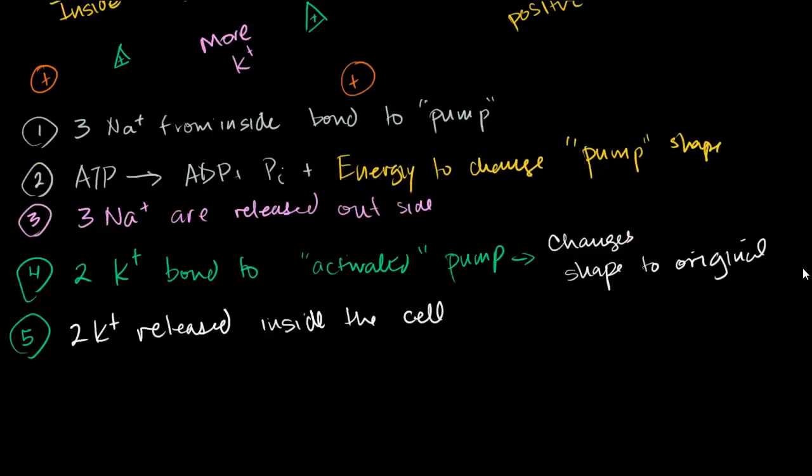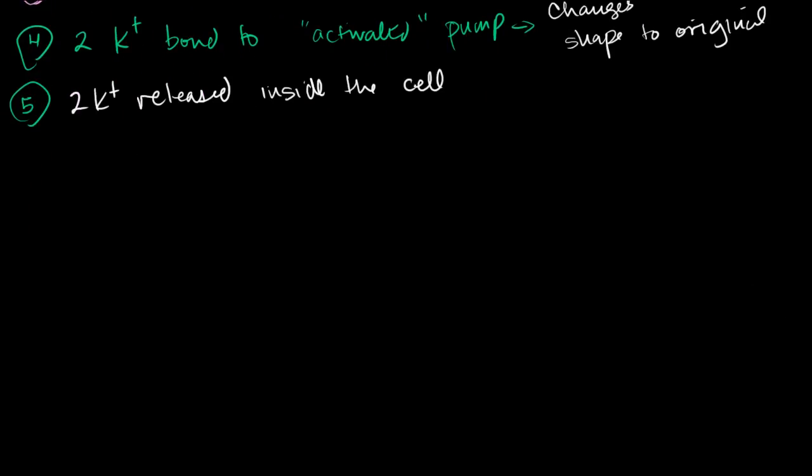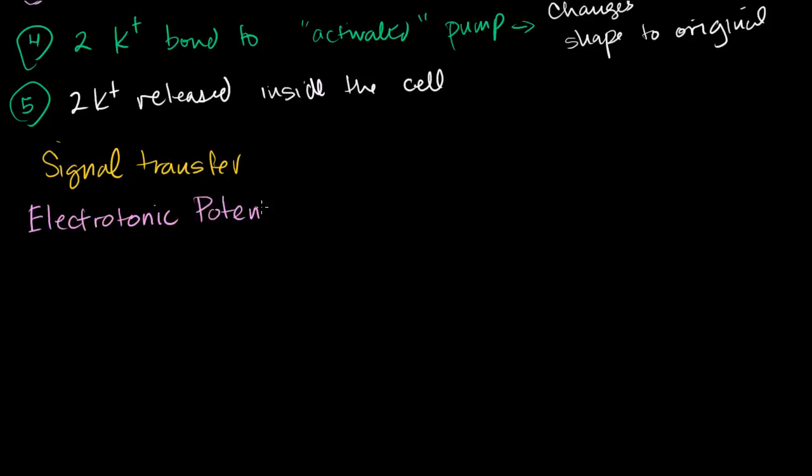So there are two ways that a potential can travel. So there's two types of signal transfer. I'll just call it signal transfer. I don't know what the best word for it is. The first one I'll talk about is electrotonic. It sounds very fancy, but you'll see it's a very simple idea. Electrotonic potential. And the other one I'm going to go over is an action potential.